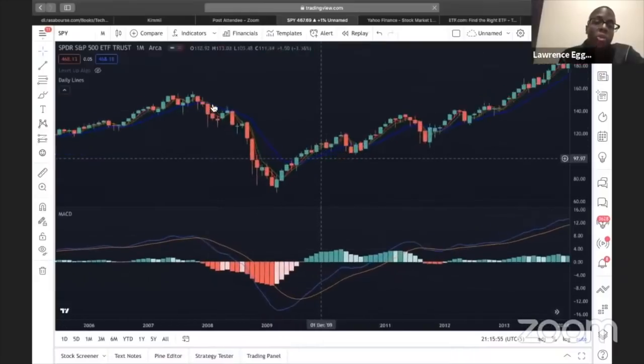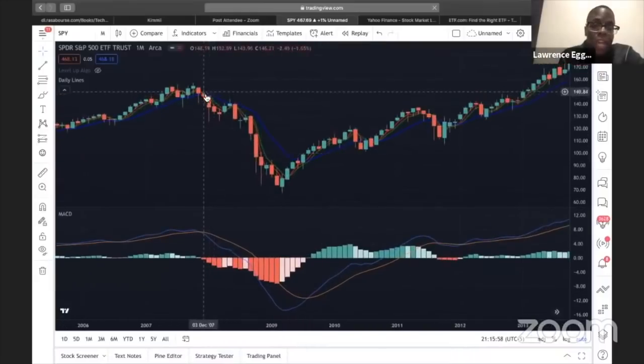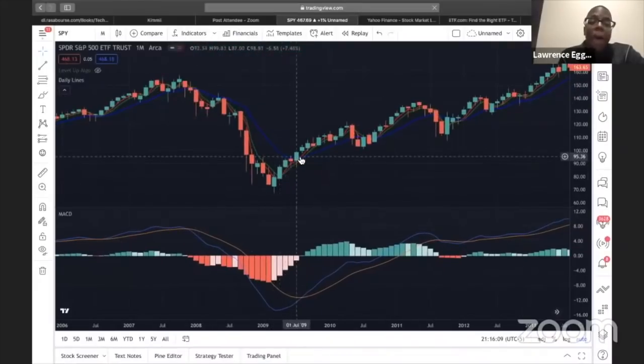Now I'm going to show you in 2008, we broke below our 200-day EMA. So guess what? Usually a stock, but since this is the entire market, the S&P 500, we stayed in this downtrend, guys, until we broke back above the 200-day EMA. That's when the markets actually started to move up higher again.